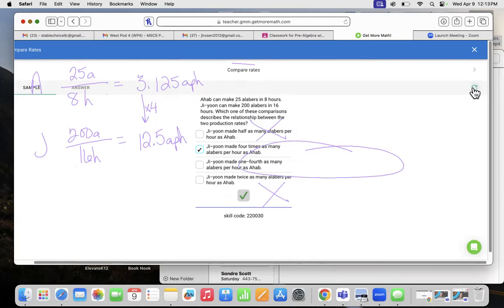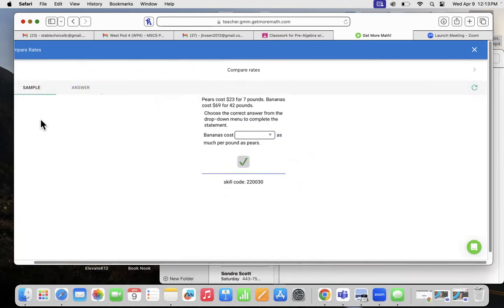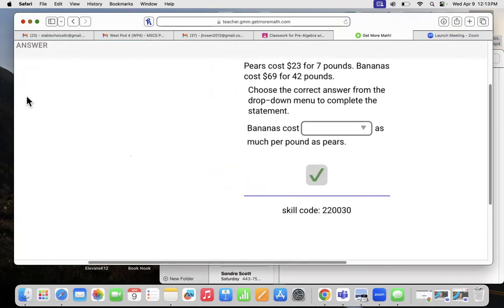Okay. So just knowing the terminology and knowing how to read through it is going to become the issue here. So it's more of a reading comprehension thing. Pears cost $23 for 7 pounds. Bananas are $69 for 42 pounds. So again, we're going to do price per pound.